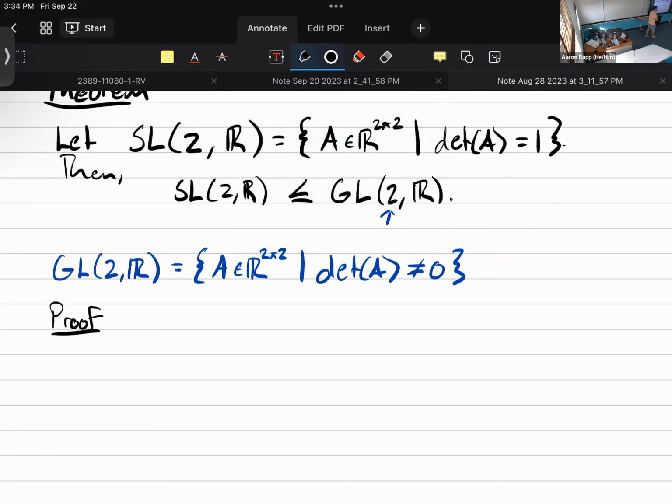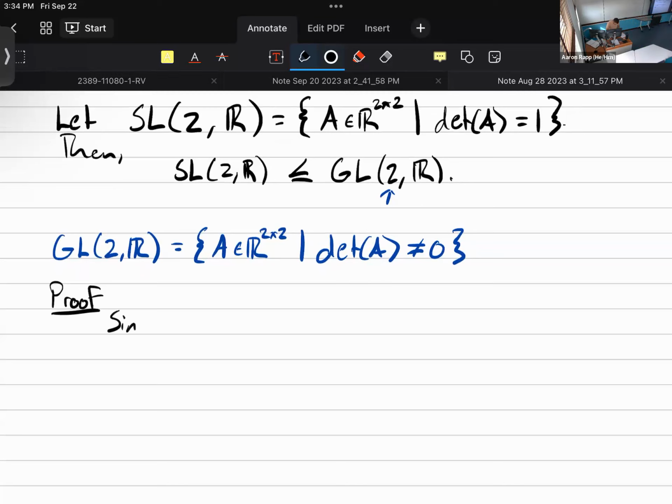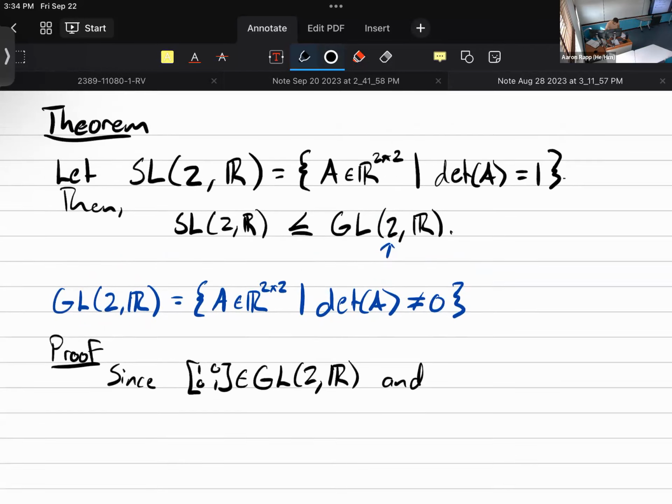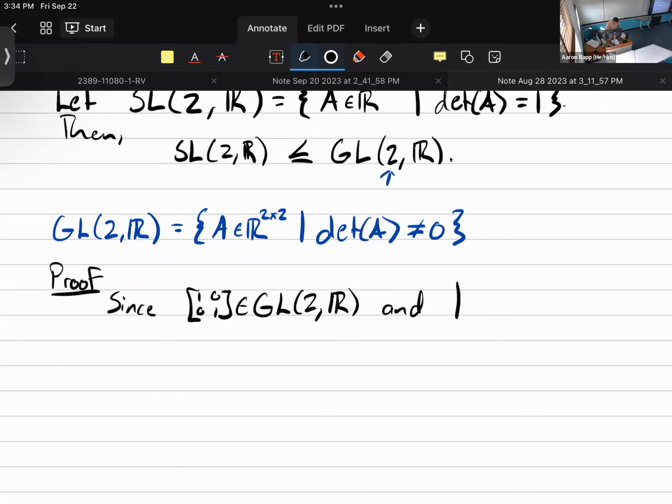You might have to flip back through your notes. Does anyone remember what the identity element was for that GL group, general linear group of 2 by 2 matrices of the reals? Yeah, the 2 by 2 identity matrix. And what is its determinant? One. Only one.